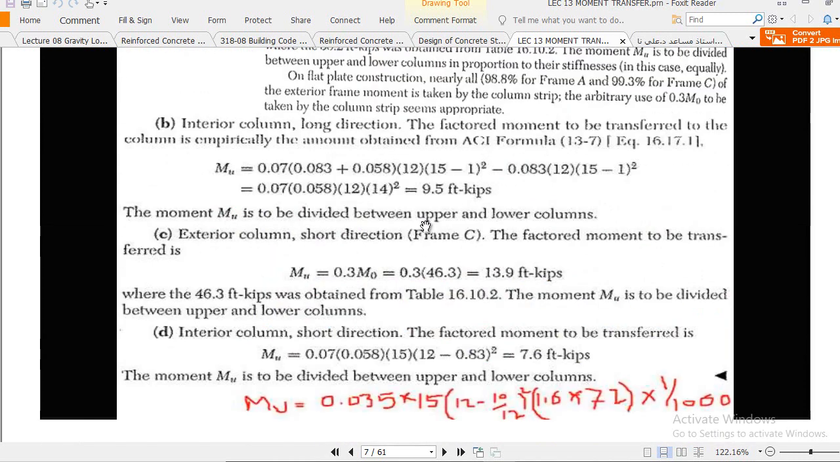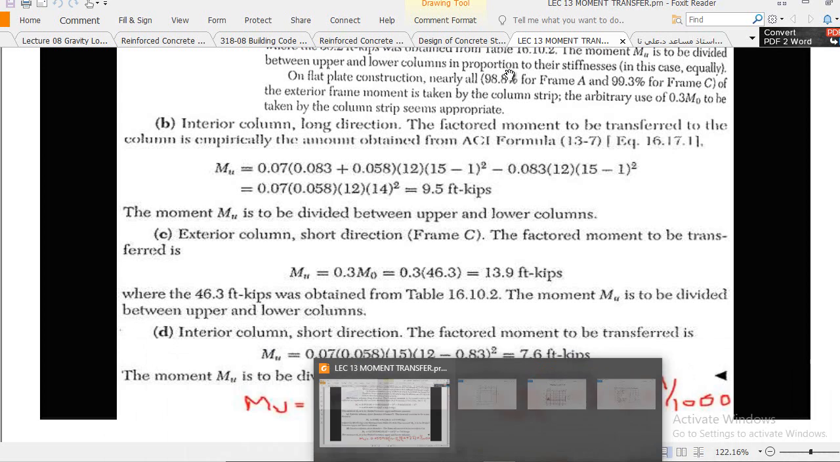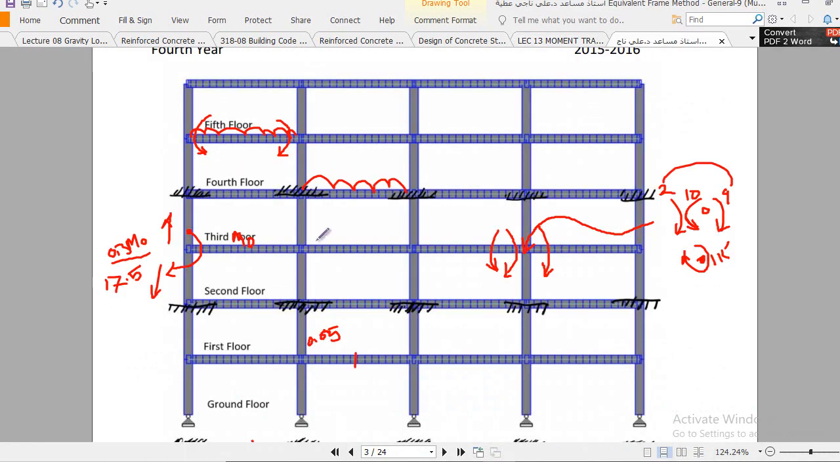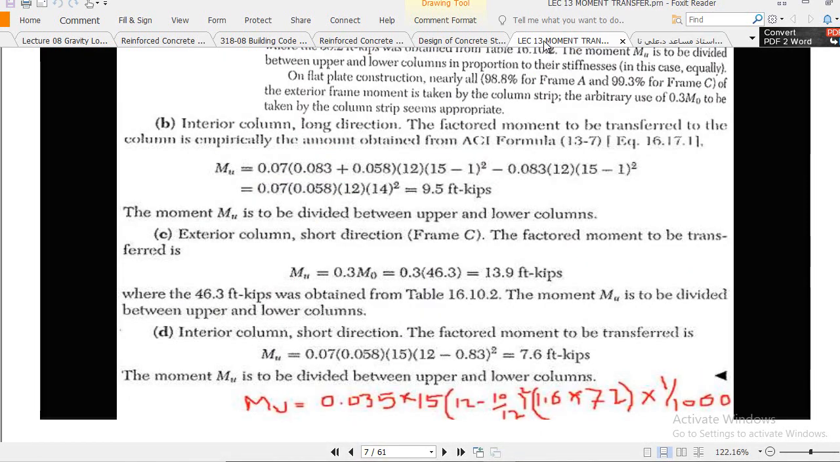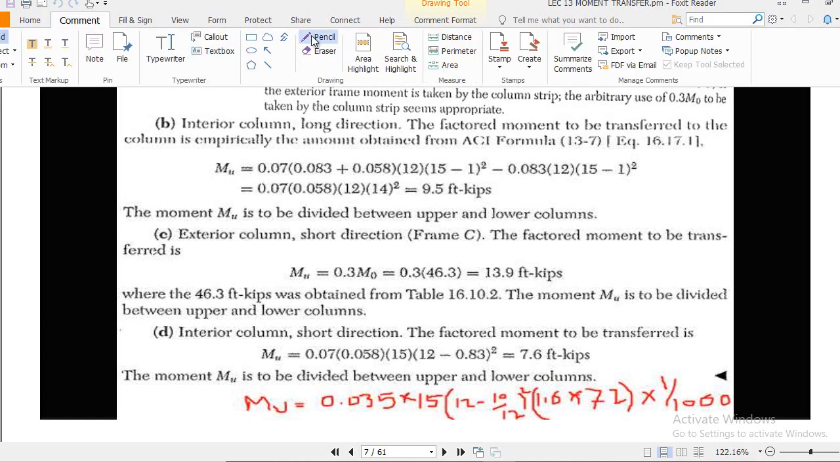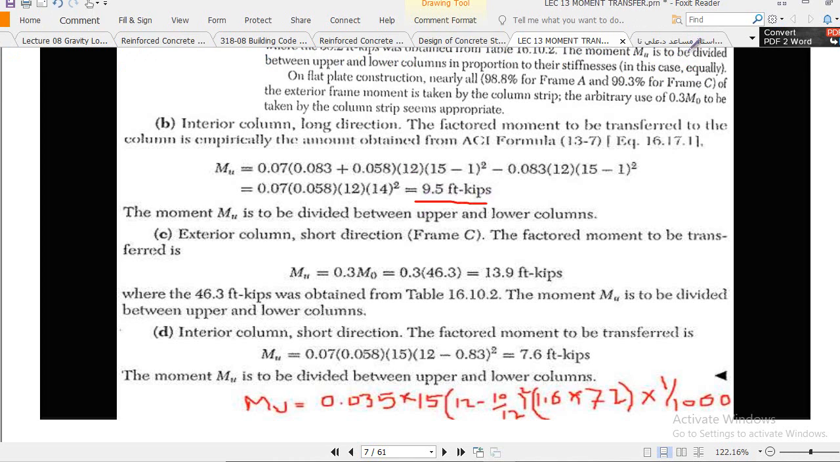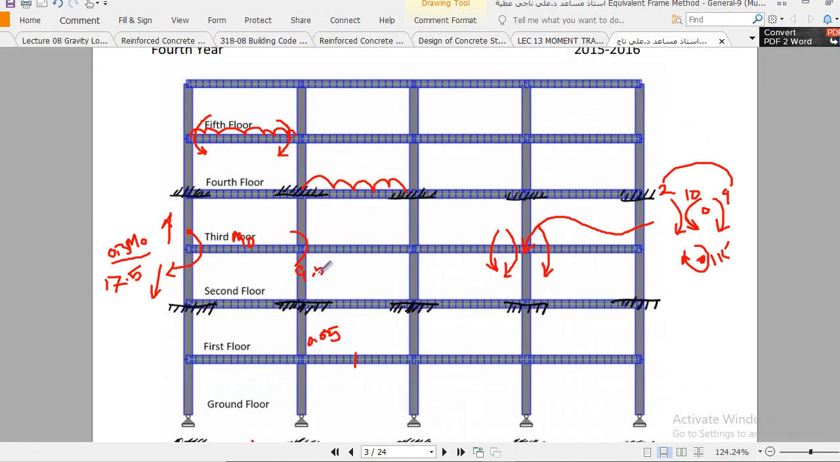Now here we got 9.5 feet-kips for the interior column. This is very important, remember we have to find this differently: this moment is 17.5, while here this is 9.5 kip-feet, which is the unbalanced moment.